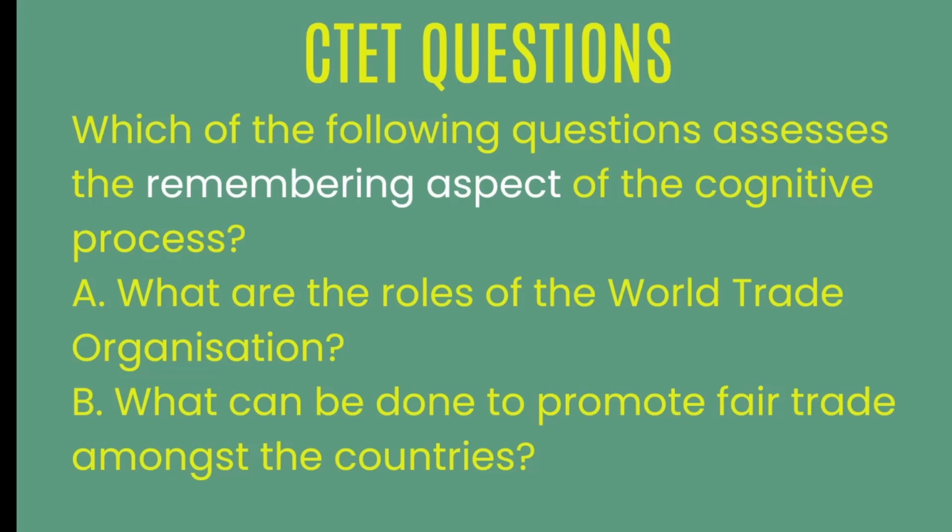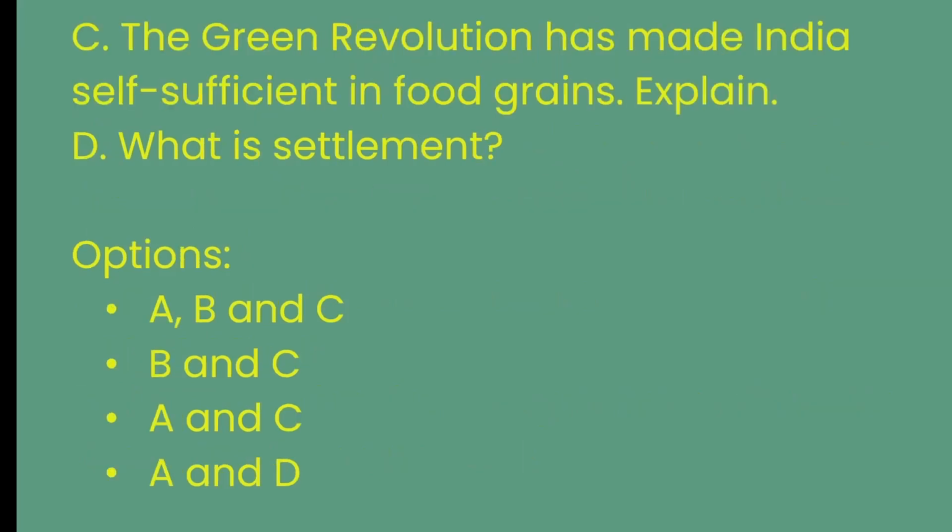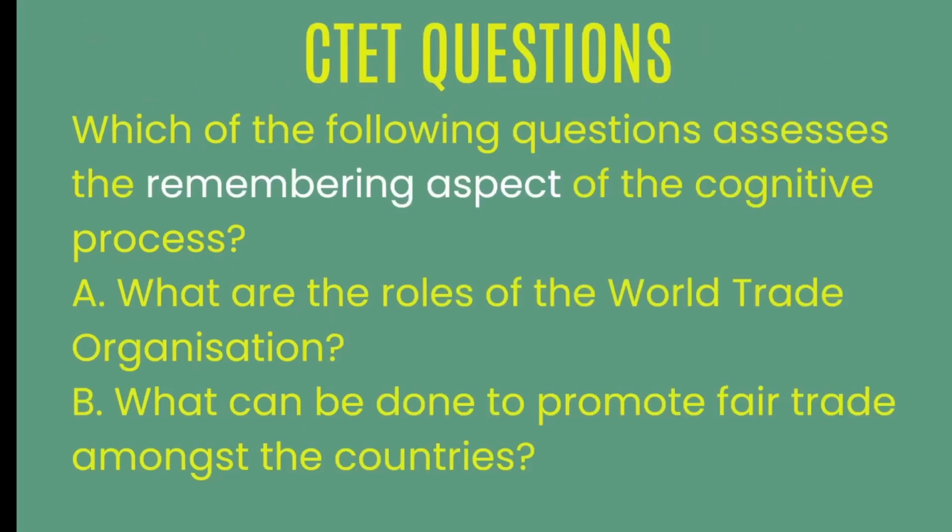There are 4 questions. The first is, what are the roles of the World Trade Organization? What can be done to promote fair trade amongst the countries? The Green Revolution has made India self-sufficient in food grains, explain. And what is settlement? So the options are given out here. Let me just go back and show you the 4 questions and analyze each question and see what level they belong to. So what are the roles of the World Trade Organization?